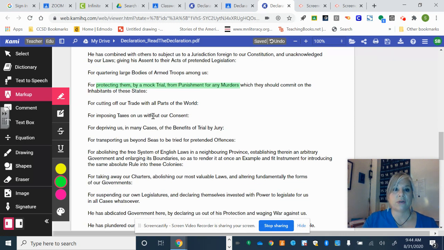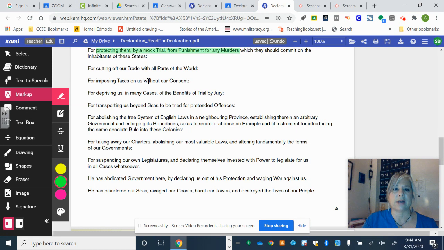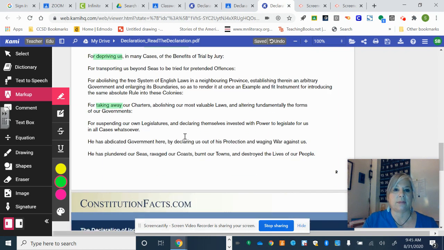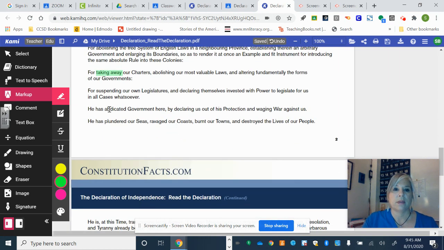For cutting off our trade, for imposing taxes without our consent, or depriving us. See, I'm looking for language where he's really making strong accusations. I'm looking for those really strong verbs and adjectives. Thomas Jefferson's using things like taking away, depriving us, without our consent, and so on.